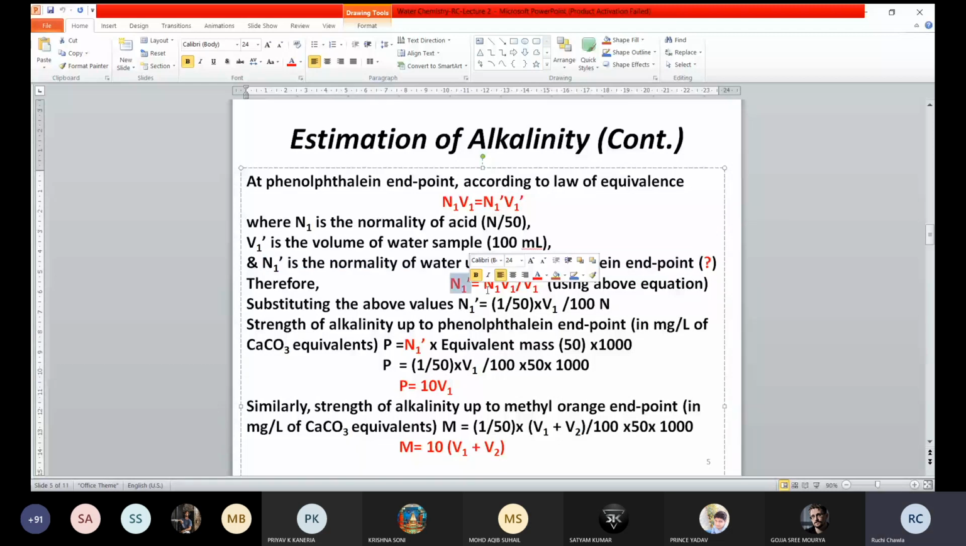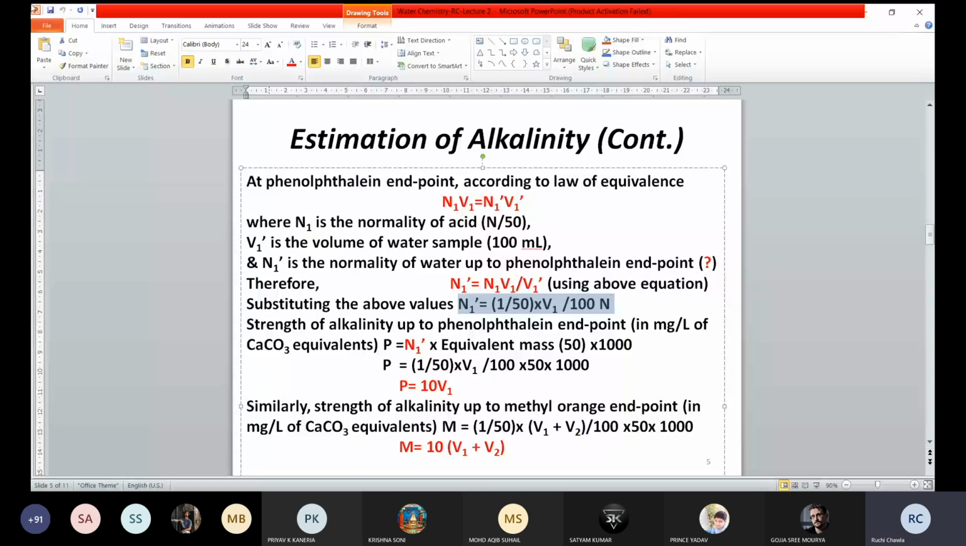Is it clear up till here? After that, we will substitute the known values. N1 is N by 50. So N by 50, 1 by 50, N. V1 is the burette reading up to phenolphthalein endpoint, and V1 dash is the volume of sample pipetted out, so it is 100 ml. So this is the normality of the water sample in terms of the burette reading for the phenolphthalein endpoint. Clear?